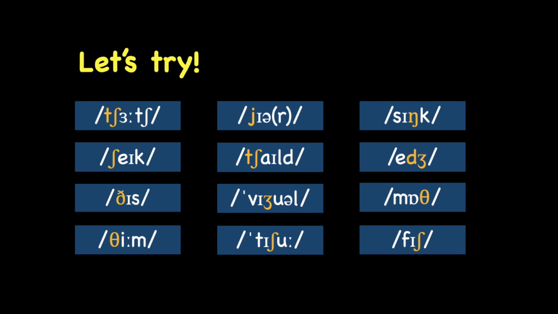Let's move on to the last three words. What is the last sound of the word age? Age. Correct, it's j sound. J sound. What about the word moth? What is the last sound of the word moth? It's the voiceless th sound.